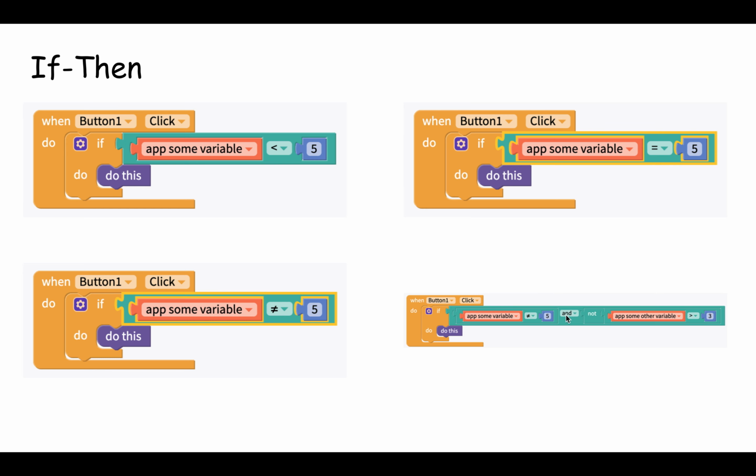Here on the lower right, I've got a block that uses an and statement, so it's combining two separate tests and a not. So it's the opposite of if this turns out to be true, then the not will make it false. These things can get extremely complex. We're not going to really get into that in this course.